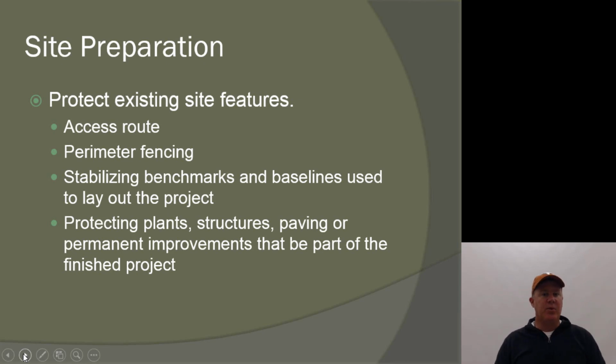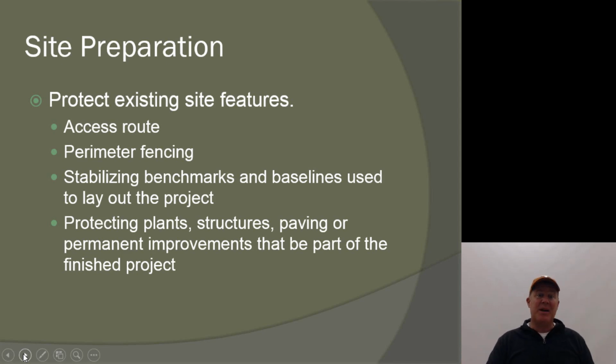So, site prep. We're going to protect existing site features. You're going to have an access route. You need to have access to the property. You may have to put down some riprap, some silt fencing, things of that nature to get onto the site. You need to put in some perimeter fencing, section it off. And as landscape contractors, we could be hired to do all this.